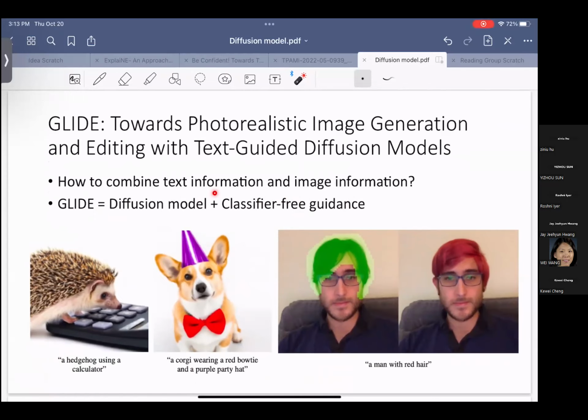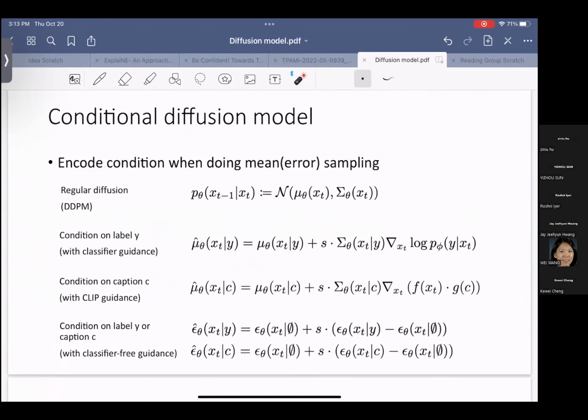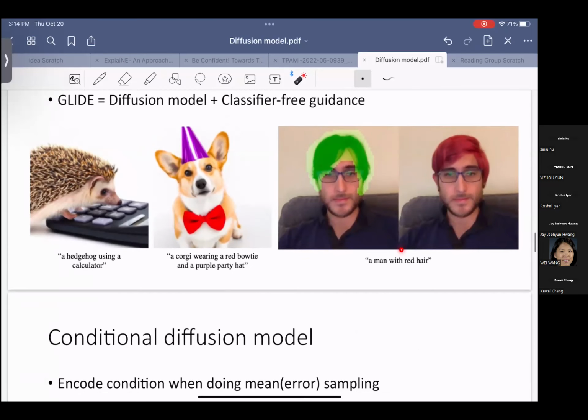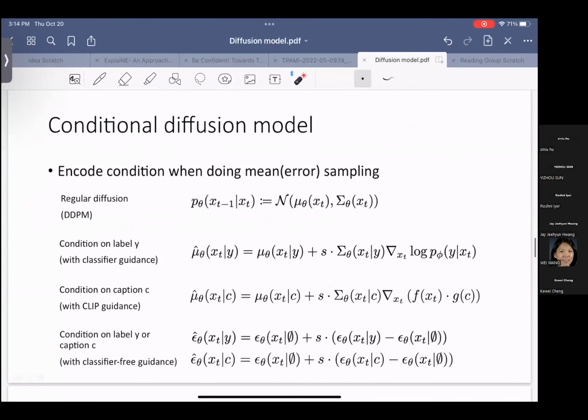But the question they answer is, again, how to combine the text information and the image information together. So here I'm showing some things the GLIDE paper can do. You give it a caption, a hedgehog using a calculator, and it will give you this image. Or you can say a man with red hair, then you just mask out this part and ask the model to do editing. The model will put red hair on this man's head. So let's see how this model achieved it. Basically, it's again conditional generation, more specifically conditional diffusion model generation. Just try to think of a way to use this text information when you do either image generation or editing, right?